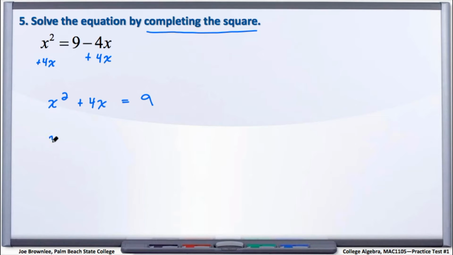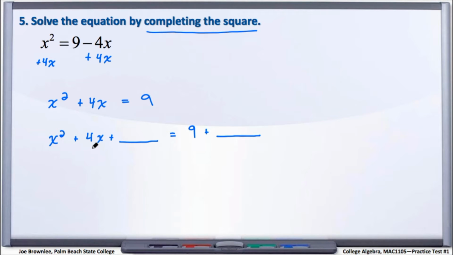I always like to, when completing the square, rewrite the equation one final time before actually completing the square, using this little model here. So we're going to end up doing x squared plus 4x plus something equals 9 plus something. This helps me remember exactly what we're doing when completing the square.